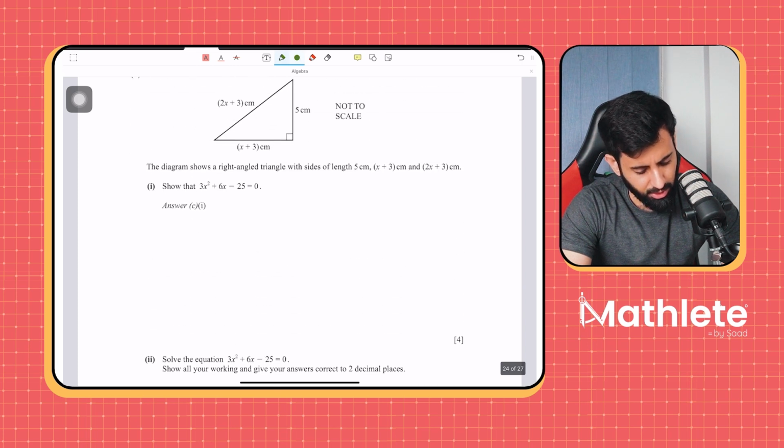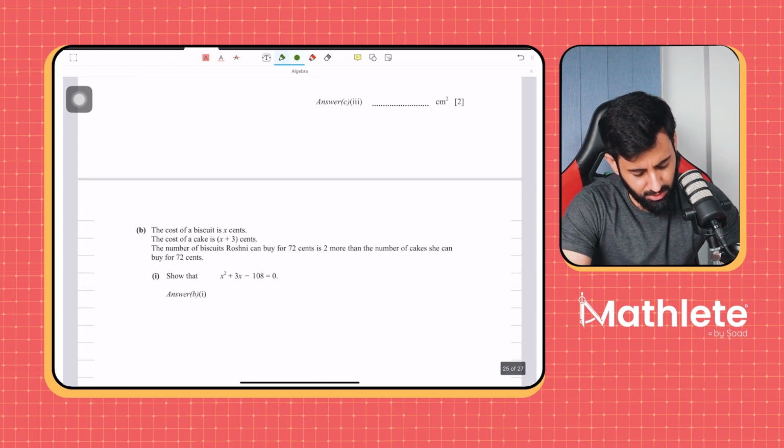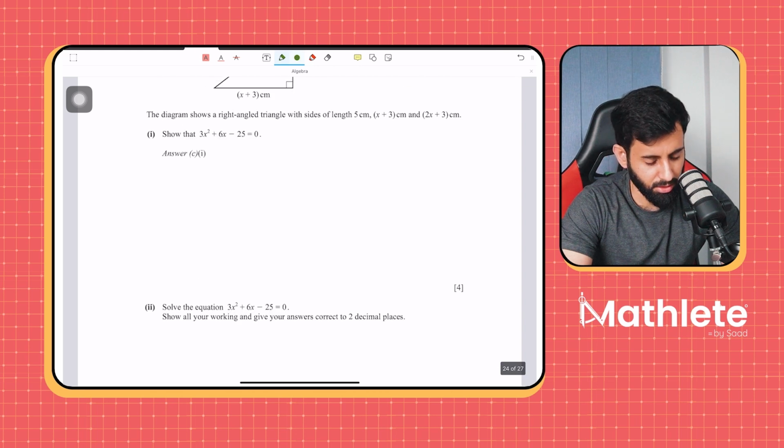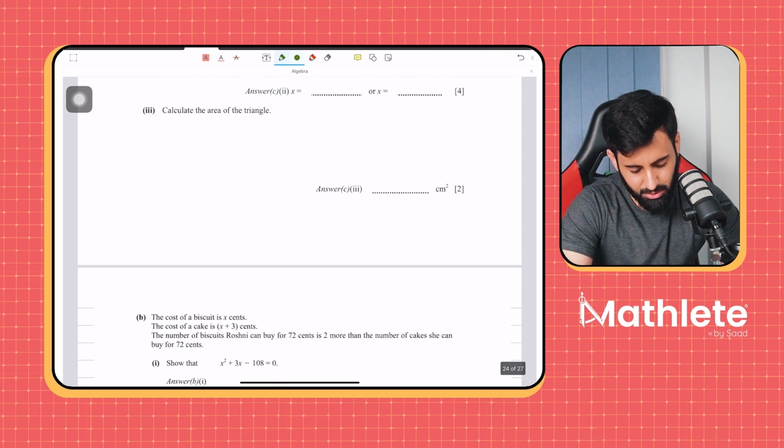Don't worry. Okay, so this is a Pythagoras theorem question. Now, since not everyone has done Pythagoras theorem, I'm going to skip it for now.